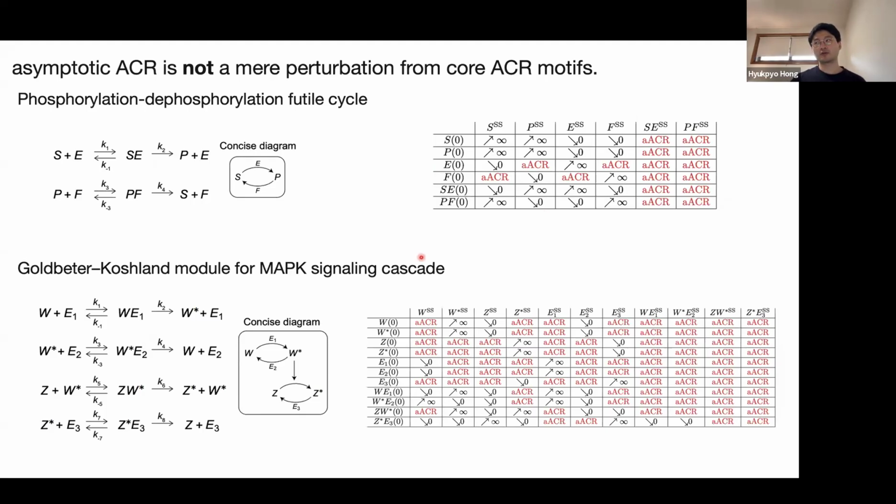These two are other biological example networks, and they do not have a core ACR motif. Because the previous example has an ACR motif in the network, one might think that asymptotic ACR is a mere variant of the conventional ACR, but these two examples illustrate that that is not necessarily the case, because these two networks do not have such a core ACR motif, but still there are many species combinations that show asymptotic ACR behavior, as you can see on the table on the right hand side.